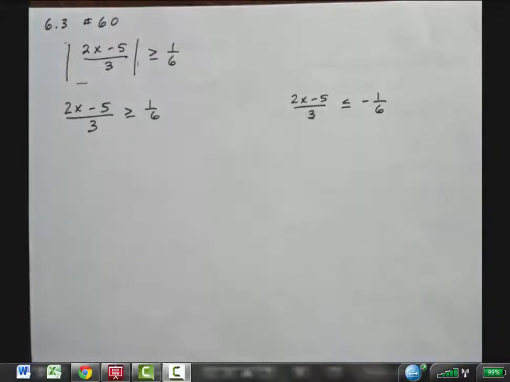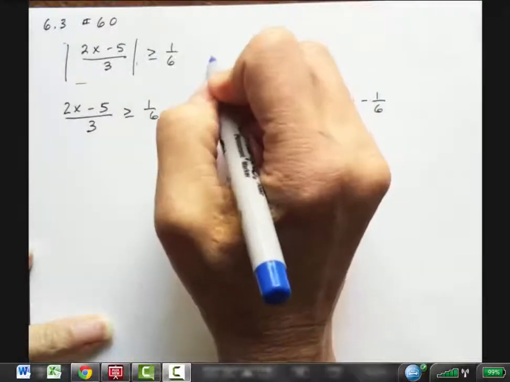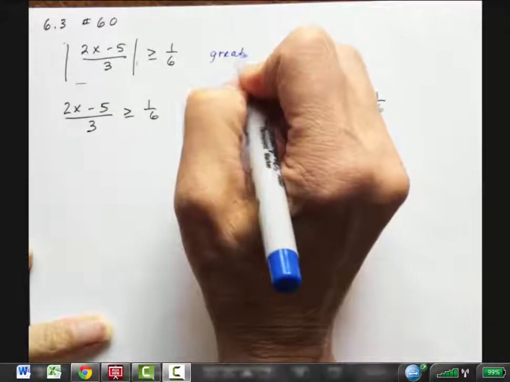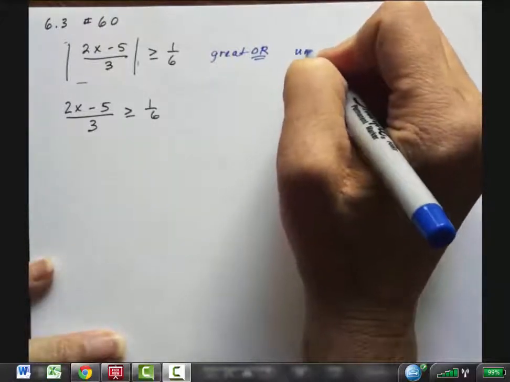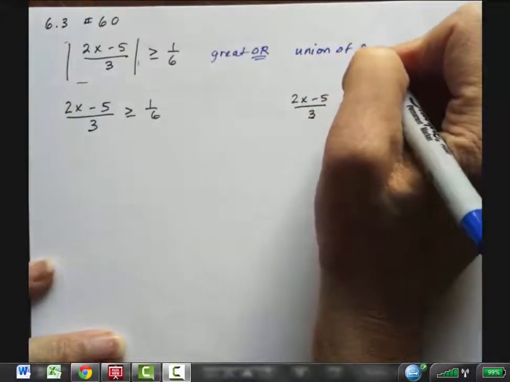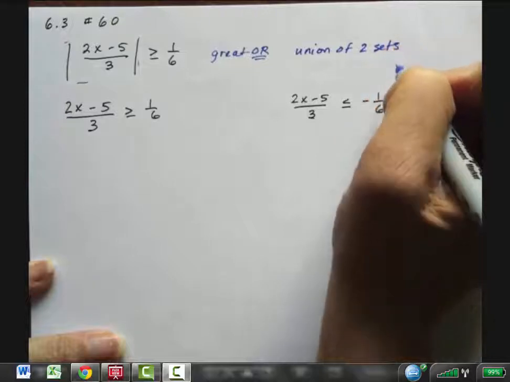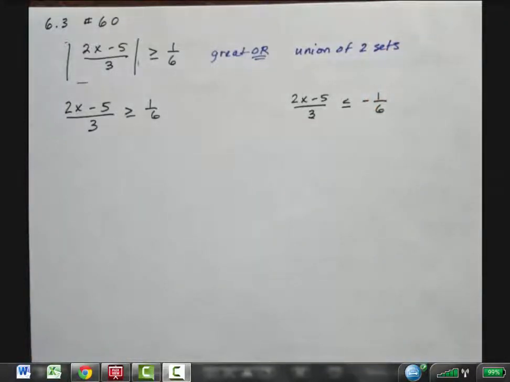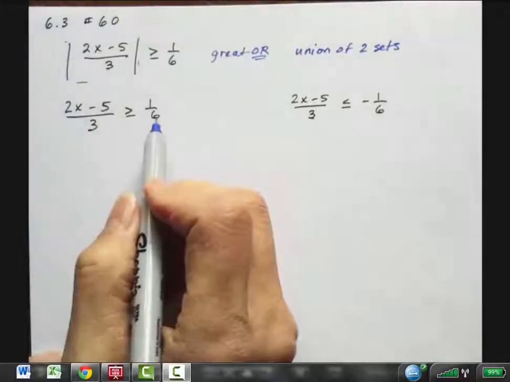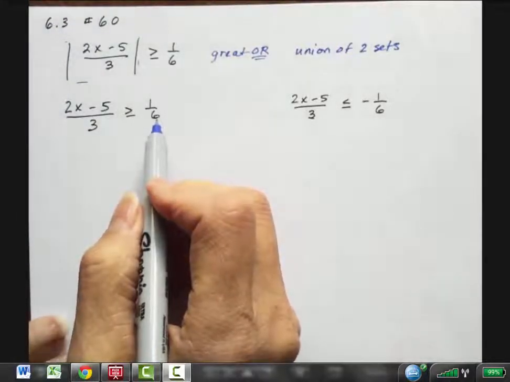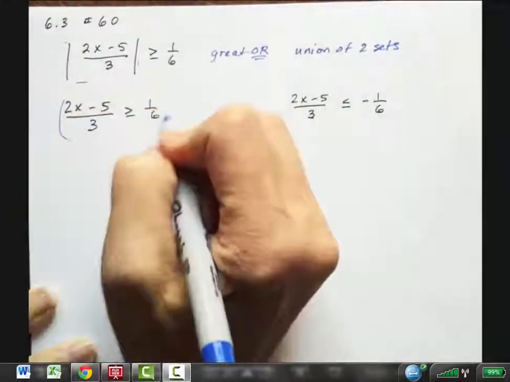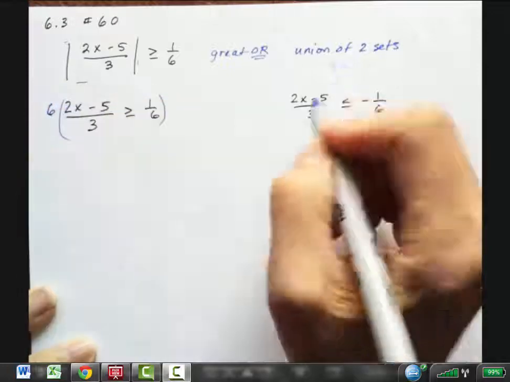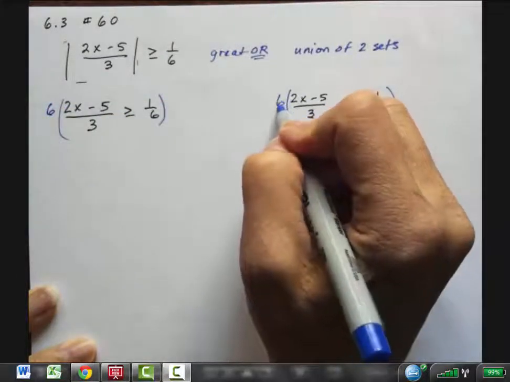This inequality is a greater inequality. That means we're going to be looking at the union of the two sets. So what's in one set or the other set or both. First thing I notice is that I have fractions in these inequalities. I want to get rid of the fractions. I'm going to look for the LCD for 3 and 6, and my LCD is 6. So I'm going to multiply both sides of my inequality by 6.